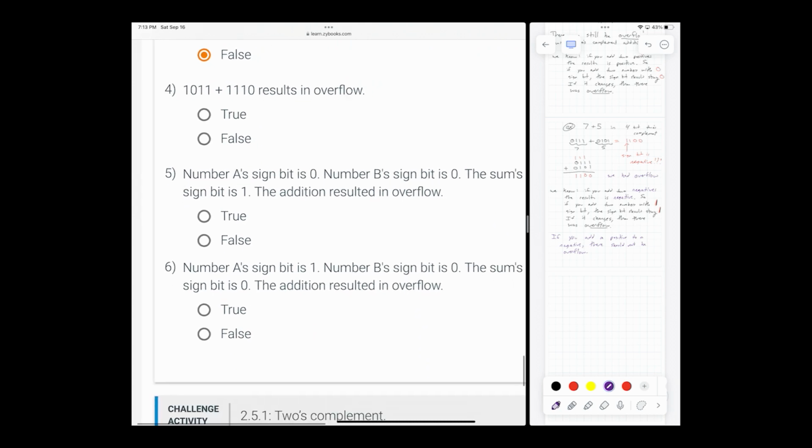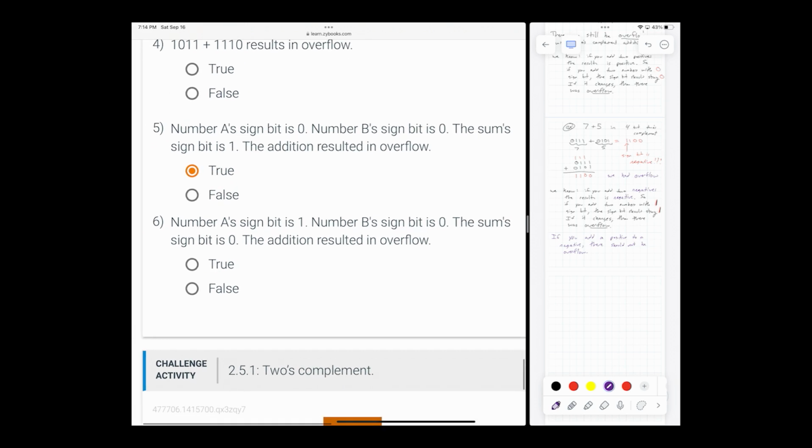And then number 5 and 6 are seeing if we know what I just said. Problem 5 says number A's sign bit is 0. Number B's sign bit is 0. The sum sign bit is 1. Was there overflow? Yes, right? When the sign bit changes like that, it means there's overflow. Now it says number A's sign bit is 1. Number B's sign bit is 0. So they're opposite signs, right? One's positive and one's negative.